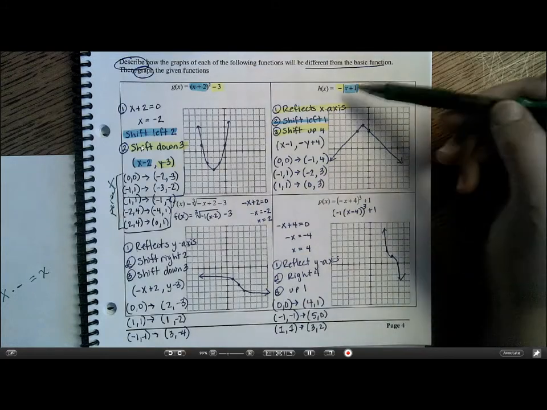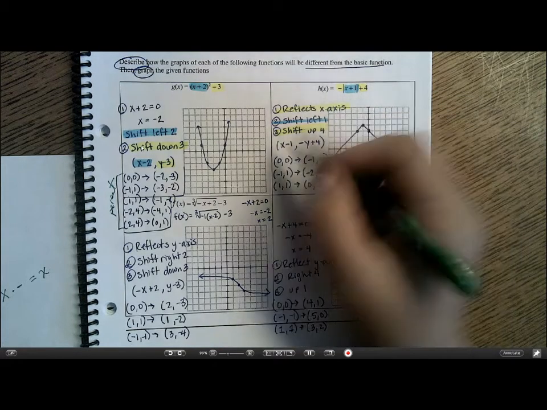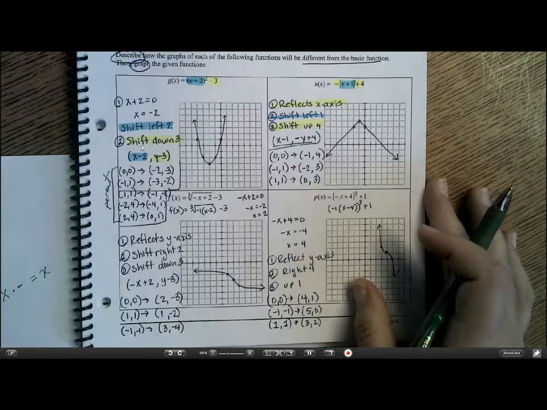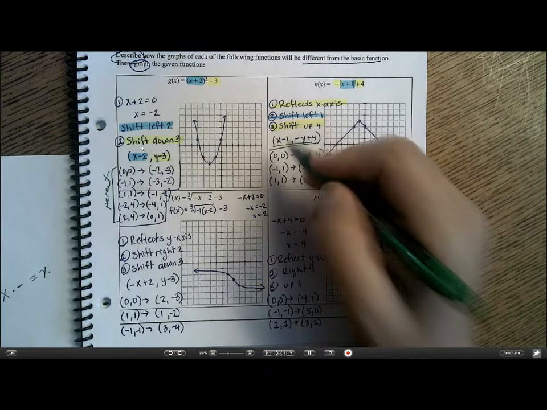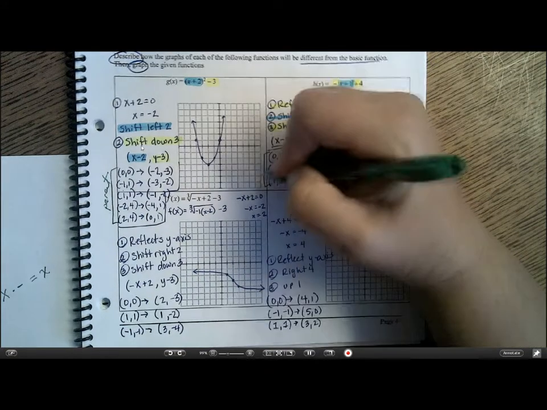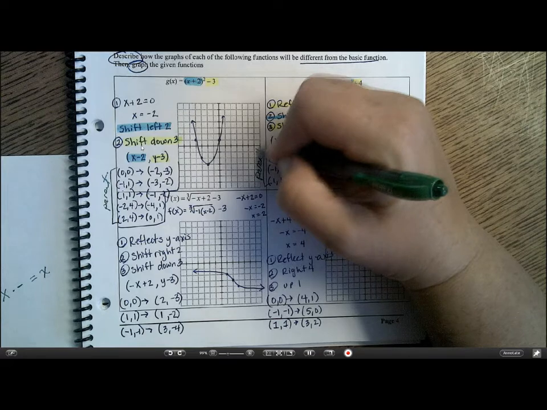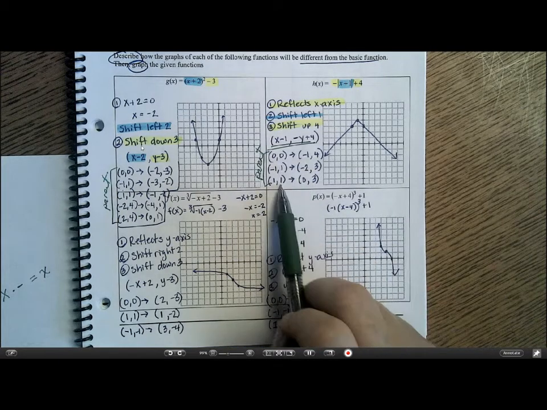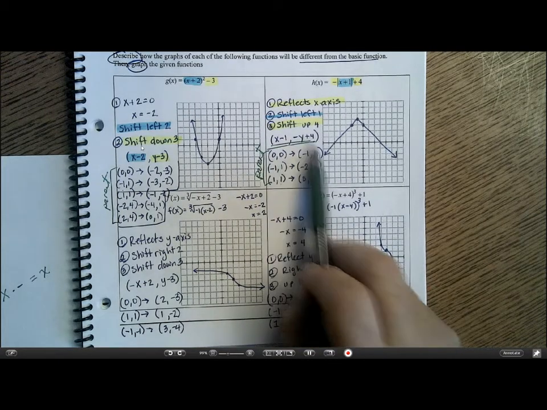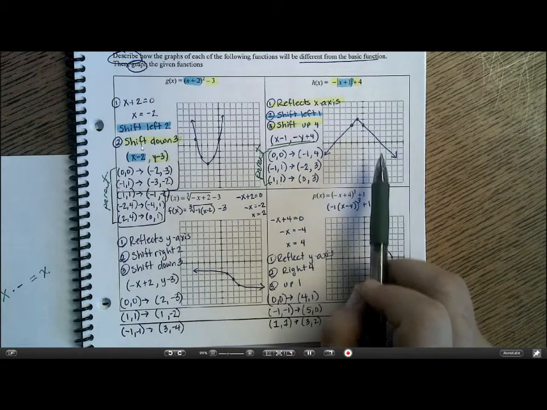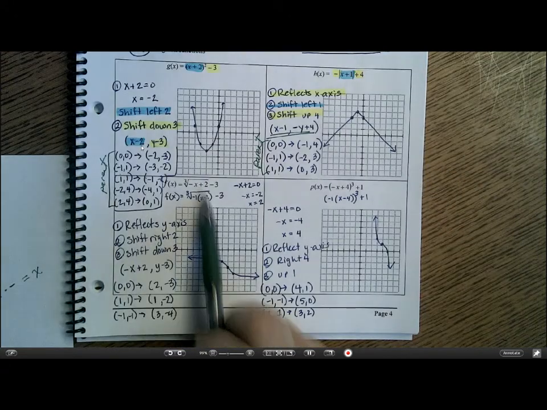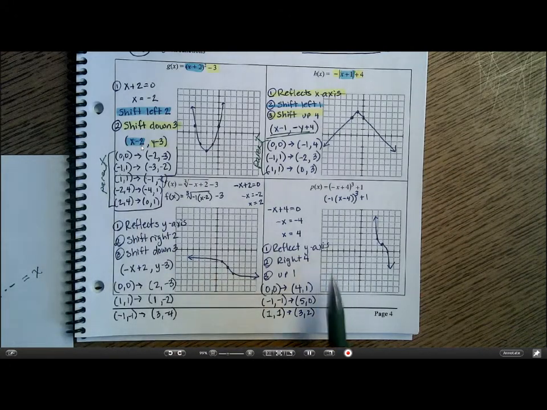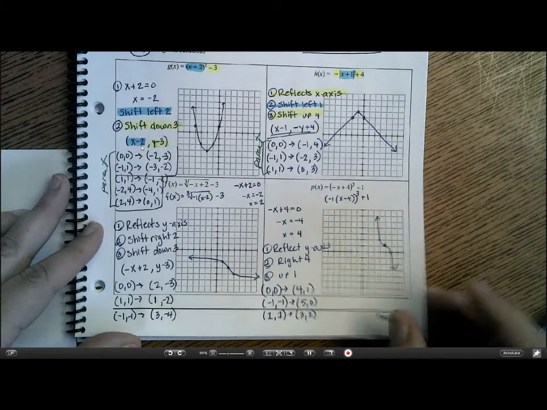Same thing. So you'll see that I color-coded, created the change to the ordered pair, and then these again are the parent. And then we're changing our parent graph points to include these changes. Same thing here and here. So please let me know if you have any questions on that.